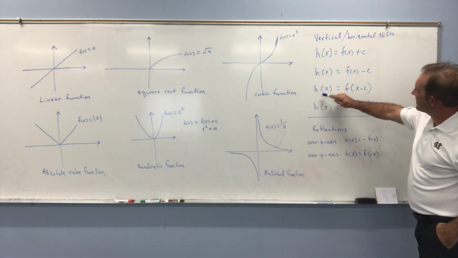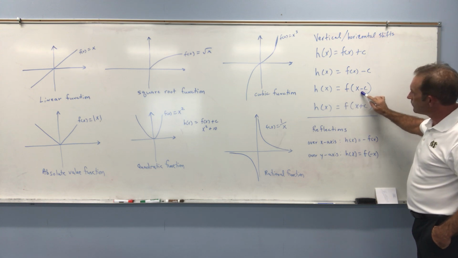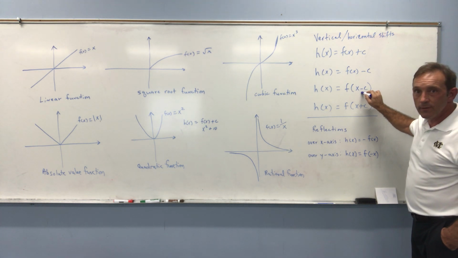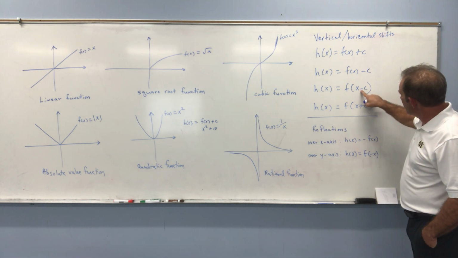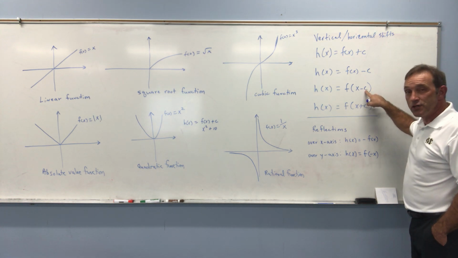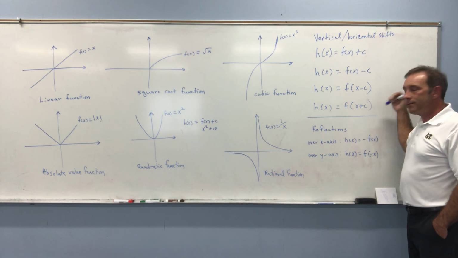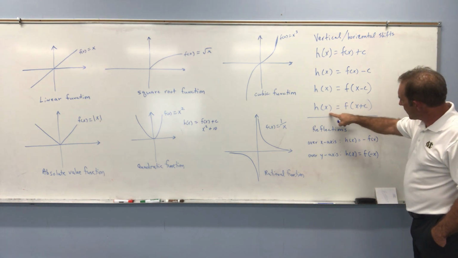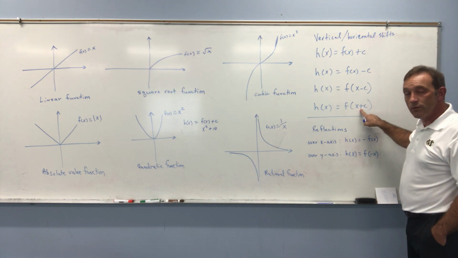Now, if you've got a situation like this, it is going to cause a horizontal shift. And it's kind of just the opposite of what you might expect. If this says minus c, that's going to be a shift of c units to the right. And this is also going to be a horizontal shift, but it's going to be a shift of c units to the left.